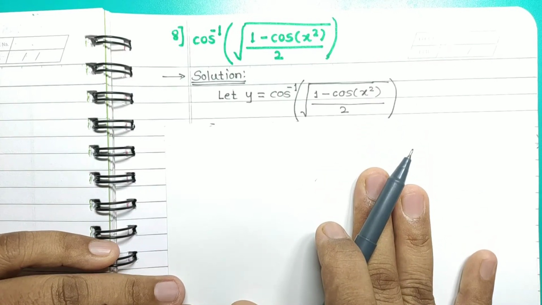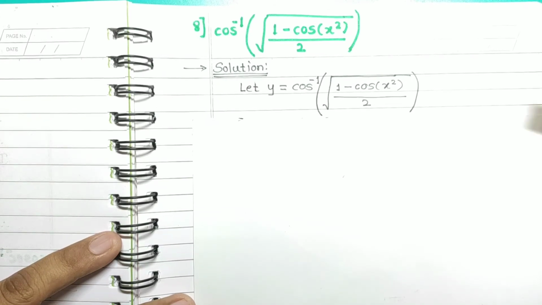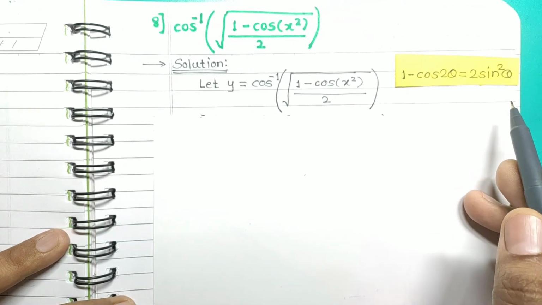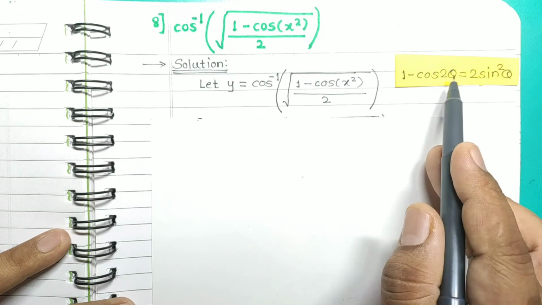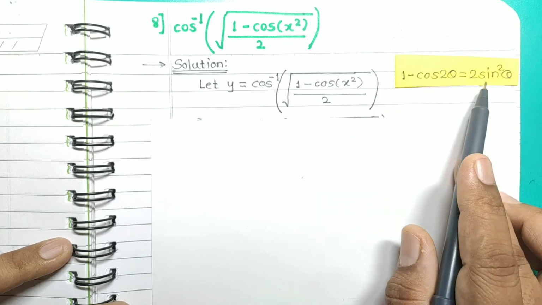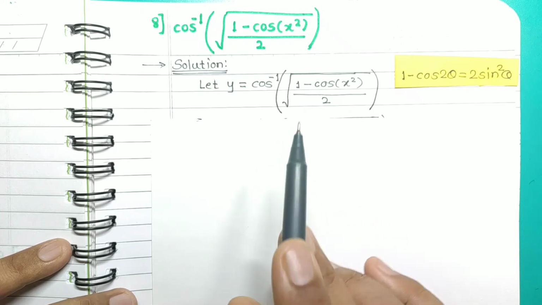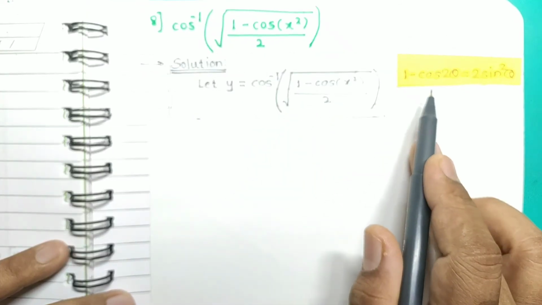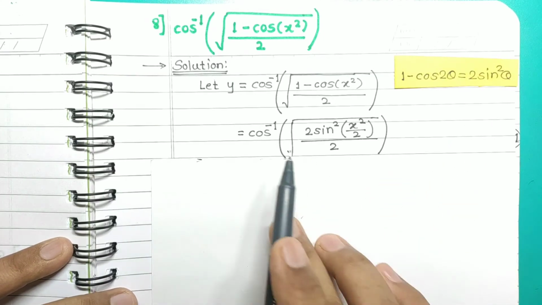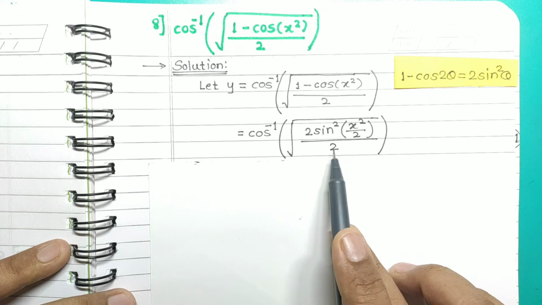So in the solution you write down the given function and let's recall a formula from trigonometry. 1 minus cos 2 theta is equal to 2 sin square theta. We see terms like this here, 1 minus cos x square. So we can convert this term to 2 sin square so that we can eliminate this square root. This is the trick to simplify this function. So using this formula we have cos inverse of root of 2 sin square of x square upon 2, all upon 2.